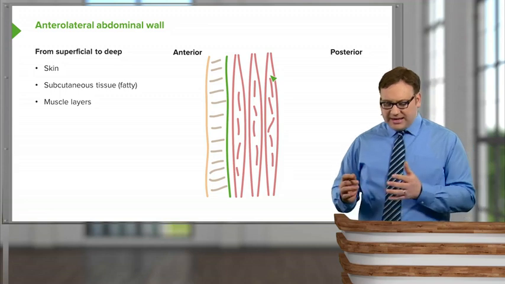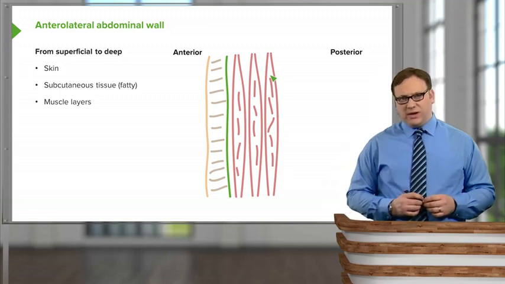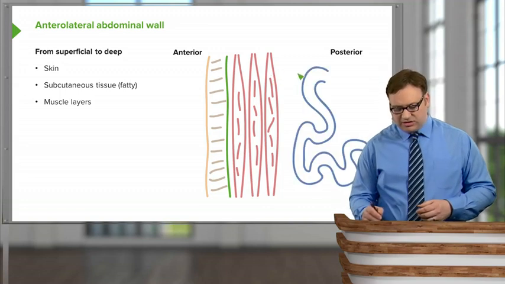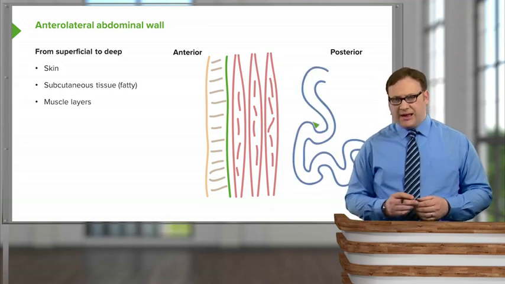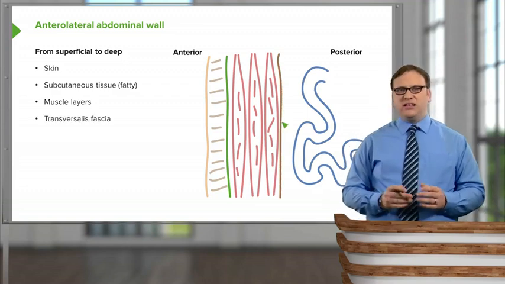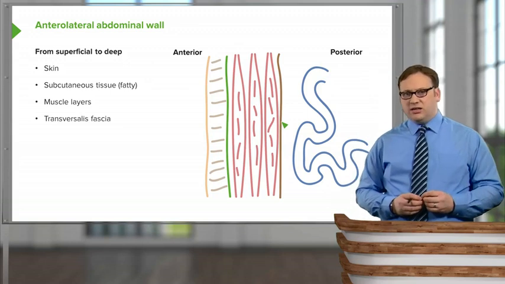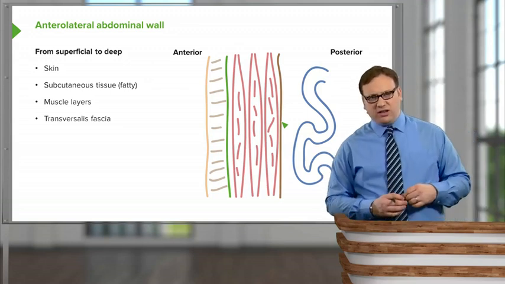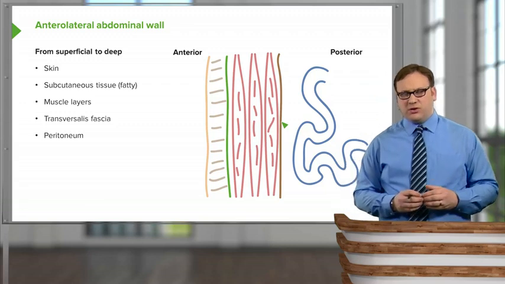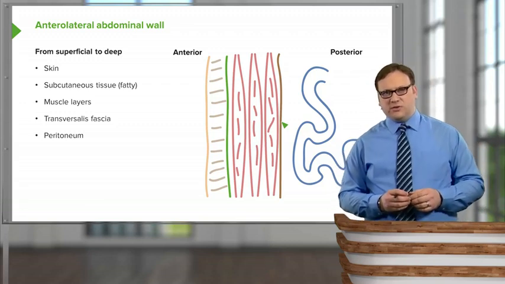We then find deep again, before we get into the viscera of the abdominal cavity, the gastrointestinal tract, which is depicted here, a couple of layers within this one line here called transversalis fascia. That's an important layer when we look at the inguinal canal. And then finally the peritoneum, which we'll talk about in detail in subsequent lectures.